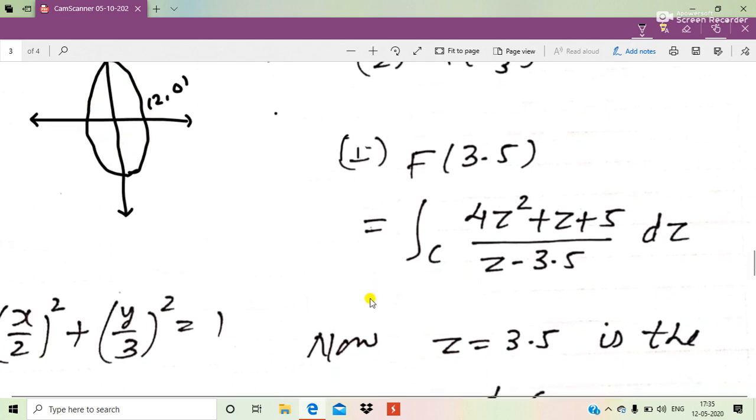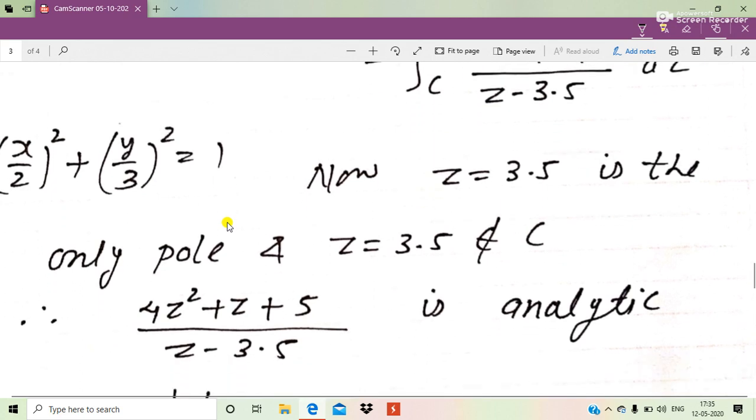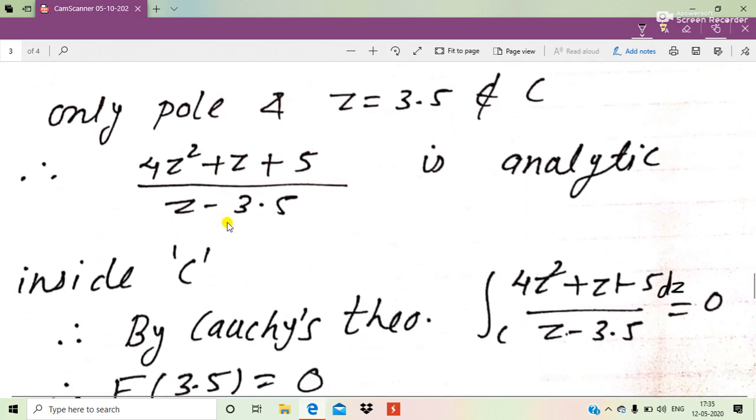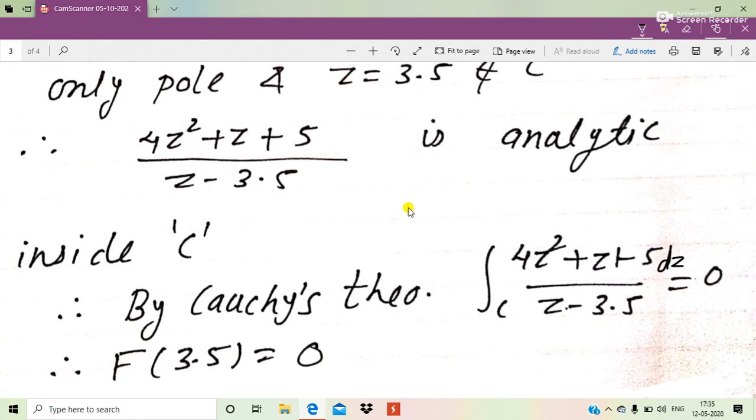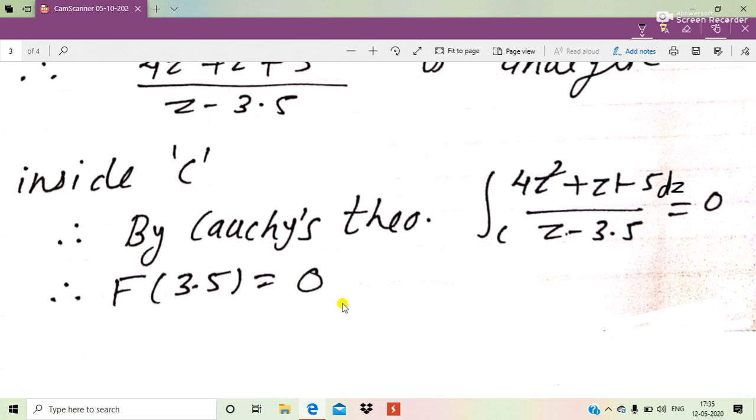Therefore, since the pole is outside, the whole function is analytic within the curve. Therefore we can use Cauchy's theorem, and Cauchy's theorem says that if f of z is analytic within any curve, then the integration of f of z dz is equal to 0. Therefore the integration of (4z square plus z plus 5) upon (z minus 3.5) is equal to 0. Hence the value of f of 3.5 is equal to 0.